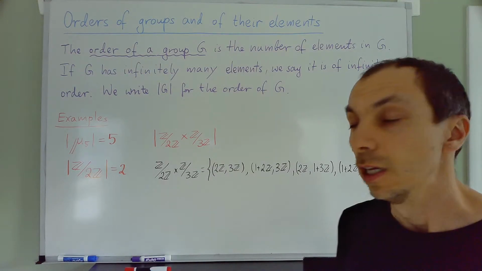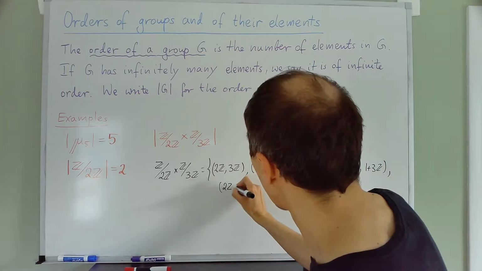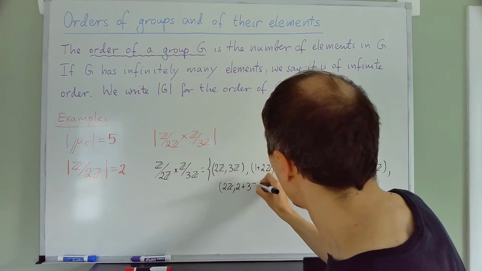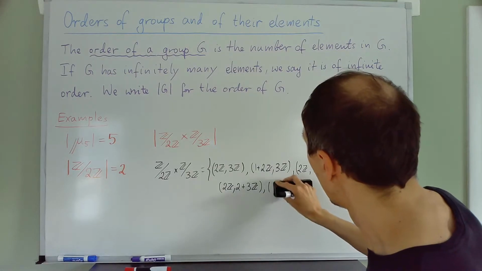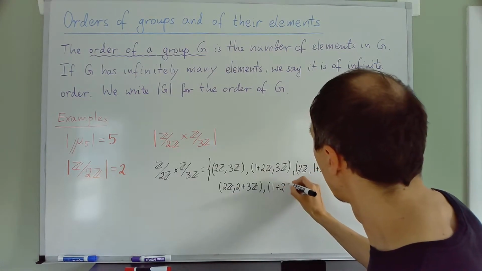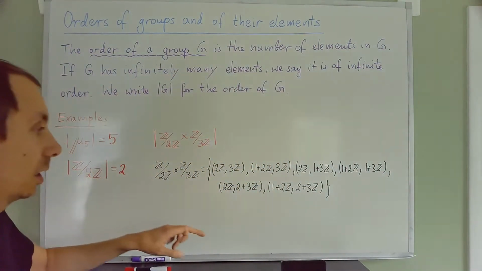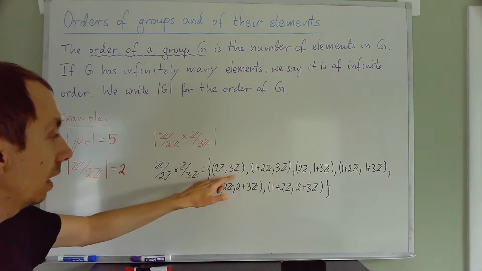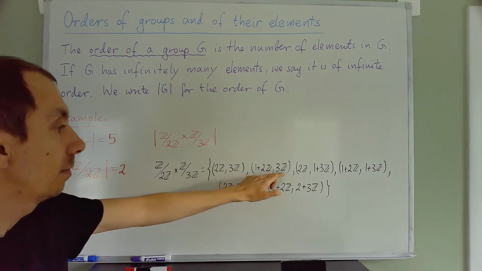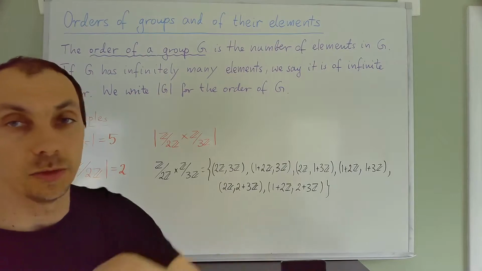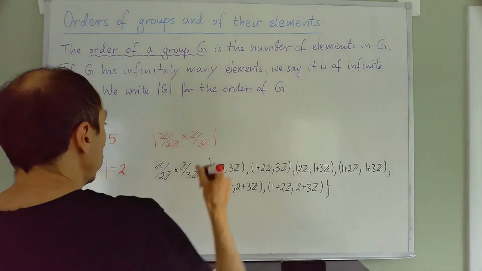Is there any other option? Yeah, I mean, I had 3Z, 1 plus 3Z, so 2 plus 3Z. And then 2Z, and 1 plus 2Z, with 2 plus 3Z. Is that it? Well, with 2Z I have 3Z, 1 plus 3Z, and 2 plus 3Z. And with 1 plus 2Z I have 3Z, 1 plus 3Z, and 2 plus 3Z. That exhausts all the possibilities. How many elements do I have? 6. So the order of this group is 6.